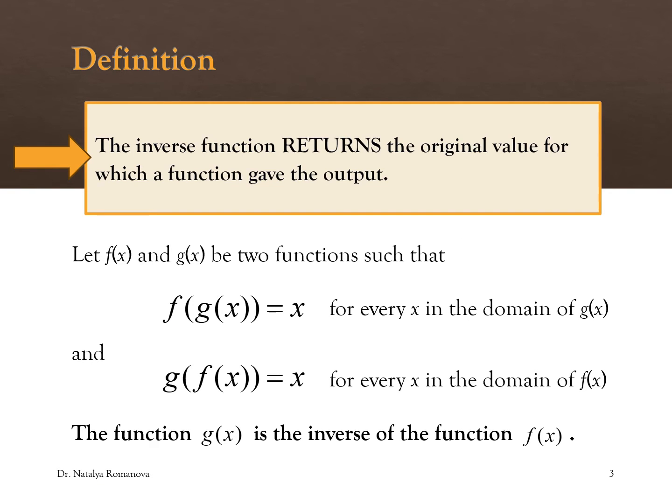Definition of inverse function. The inverse function returns the original value for which a function gives the output. Let f of x and g of x be two functions such that the composition f of g of x equals x for every x in the domain of g, and the composition g of f of x equals x for every x in the domain of f. Then the function g of x is the inverse of the function f of x.